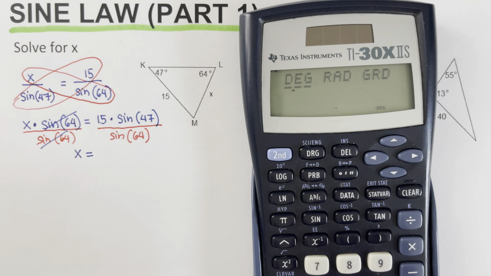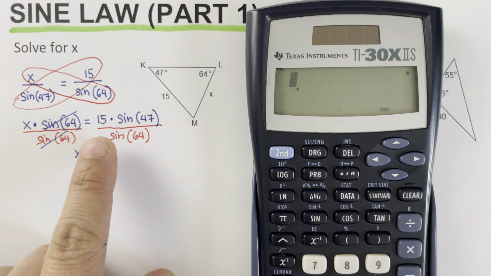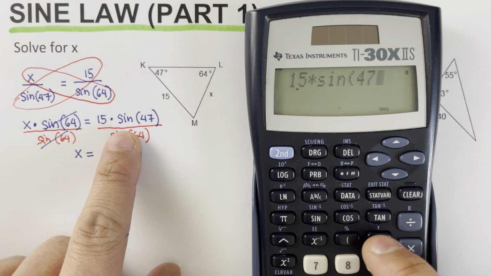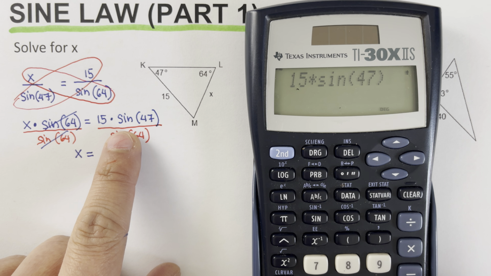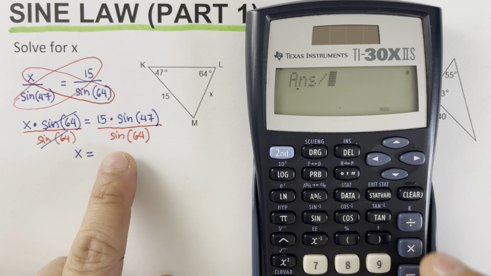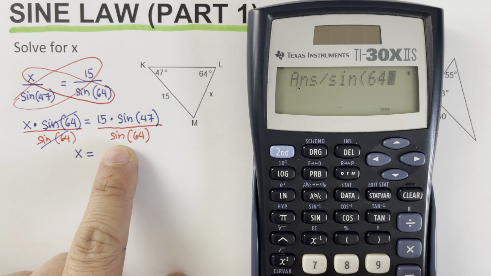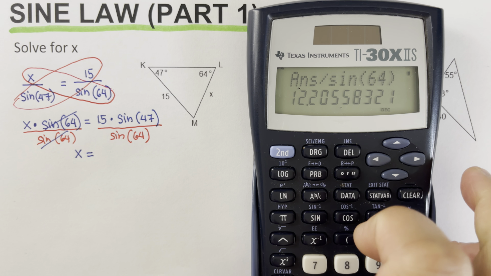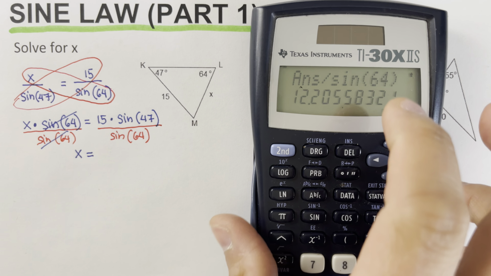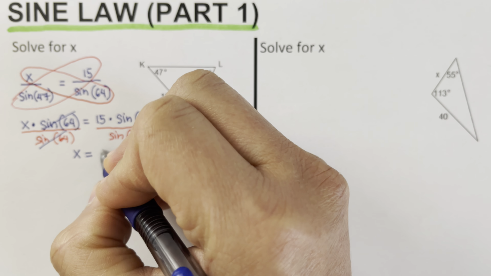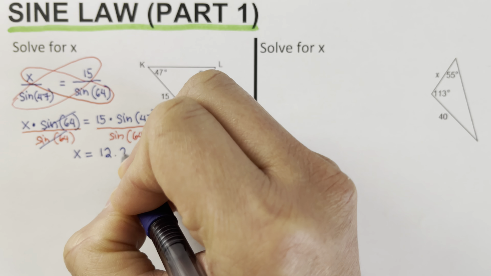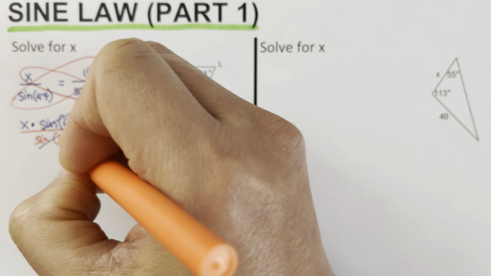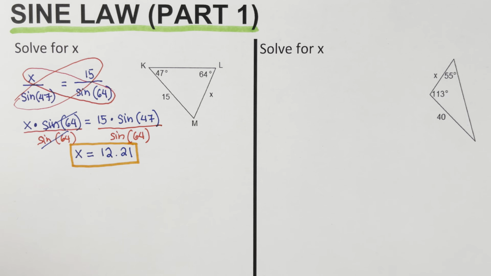So what we do, if we use the blue calculator, that would be 15 times sine 47, close parentheses, equals, and that's gonna be divided by sine of 64. We get this value. That's gonna be 12.21, rounded off to 2 decimal places. So this is the value of our x right here.